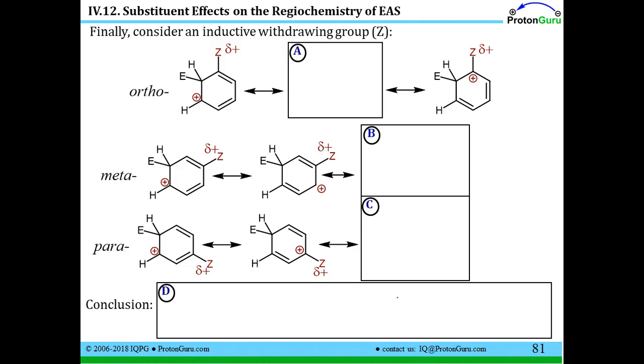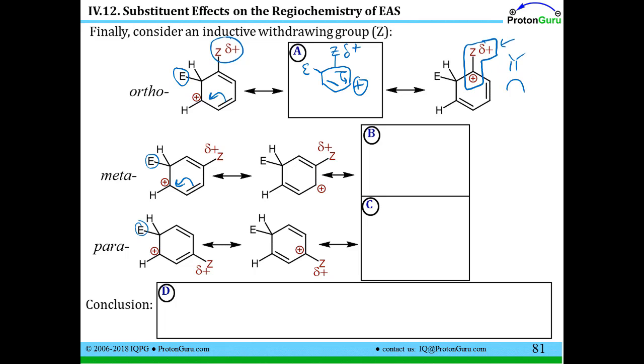Well, let's consider if we have an inductive withdrawing group, Z, something with a partial plus charge on it, let's say. Okay, so we have something with a partial plus charge, and we look at placing an electrophile ortho to that, meta to that, or para to that. And we again consider the different resonance contributors. We can fill in this contributor, moving the positive charge here. We have Z with its partial plus charge and the electrophile ortho to it. And we can move this positive charge one more time. Well, you might be able to tell that this is unfavorable to put a positive charge right beside a partial positive charge. That seems kind of bad.